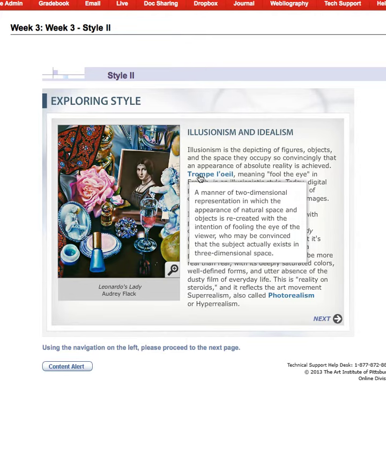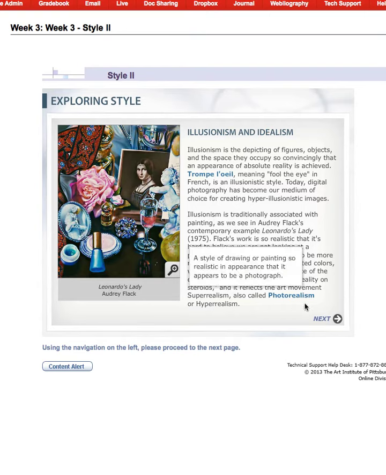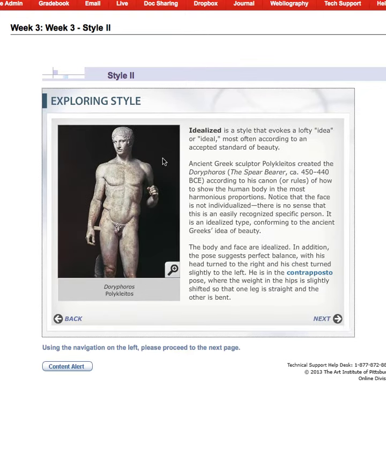In this particular case, we're talking about trompe-l'œil, which is that fool the eye French term that means it's so real you'd swear it was real, or a photograph at the very least. Photorealism is another point. And if you go on a little bit further, we're talking about illusionism, the way you create an illusion, making things seem what they aren't. And here's another one, idealism. So keep your little list, write these terms down, and as you use them and begin to consider them, they'll mean more and more and more to you, okay?